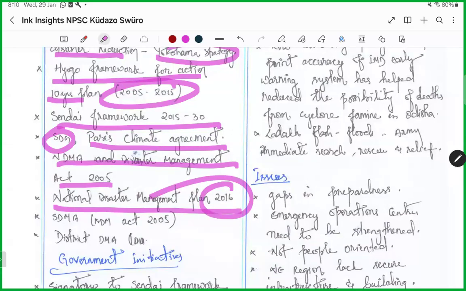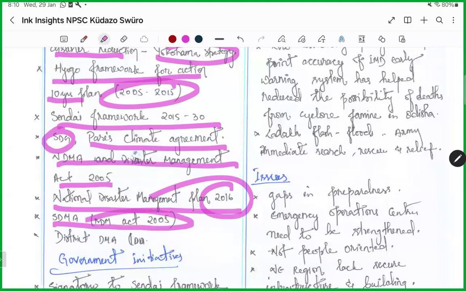For disaster management you need to make good notes. I have only 2 pages of notes for all of disaster management. To me, I think it's a complete note. Disaster management doesn't only come for GS paper 2, but also for the essay. So it's very important. Now we have the SDMA Act, the State Disaster Management Act.